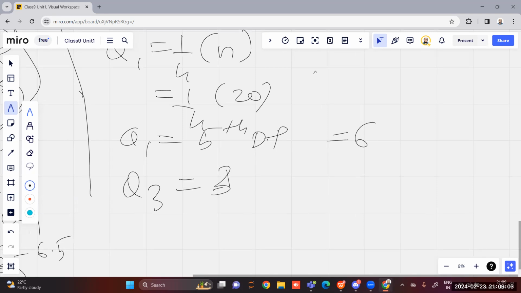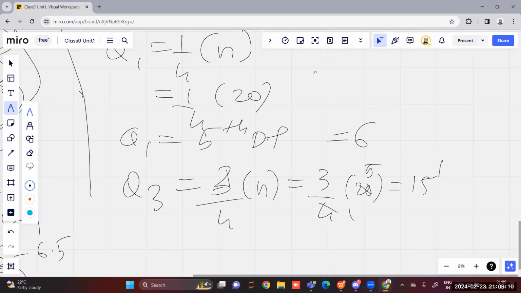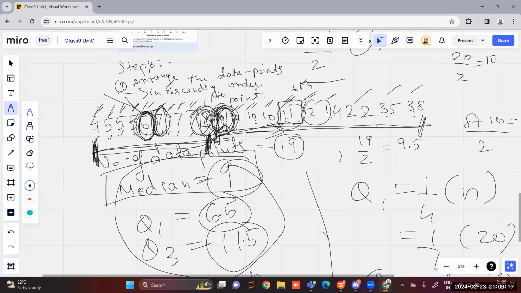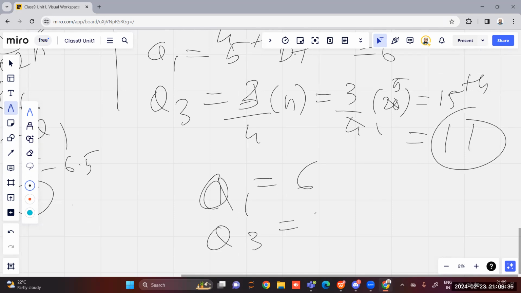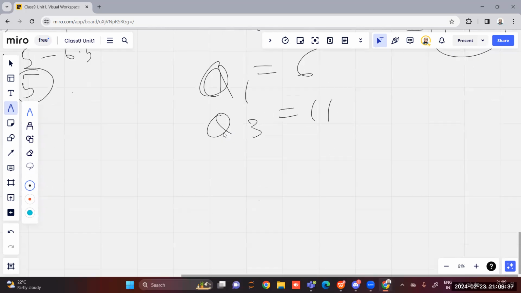And what is Q3? It is three by four of n. What's n? Three by four of 20. Four fives are 20, and 5 into 3 is 15, so it's the 15th data point. We'll see it here: 1, 2, 3, 4, 5, 6, 7, 8, 9, 10, 11, 12, 13, 14, 15. This is the 15th data point, that's 11. So Q1 is 6 and Q3 is 11. So what will be the IQR? 5.